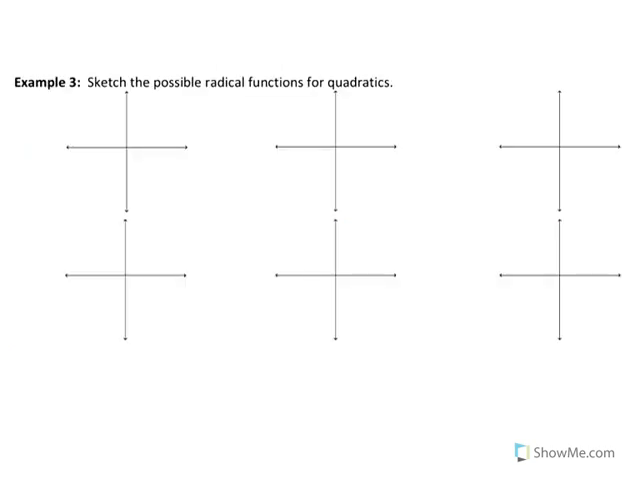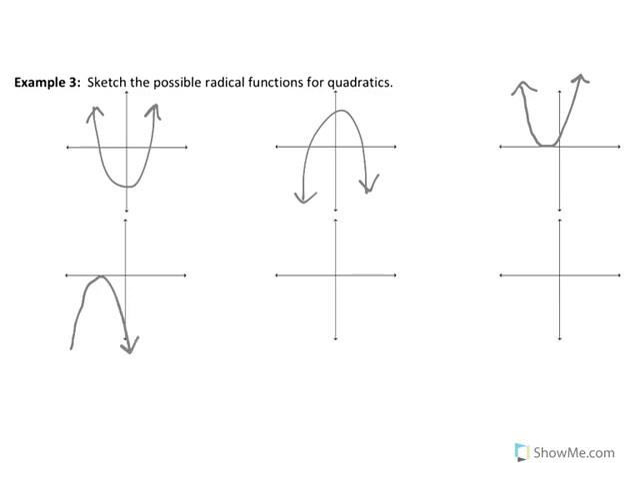So talking about different types of graphs and possible radical functions, we're going to just sketch what they would look like. We could have a graph that has 2 x-intercepts and it's opening up. We could also have a graph that has 2 x-intercepts and it's opening down. We could have a graph that has 1 x-intercept and it opens up, or 1 x-intercept and it opens down. We can also have a graph that opens up and doesn't touch the line, or opens down and doesn't touch the line. So those are our 6 options of how a quadratic could look.